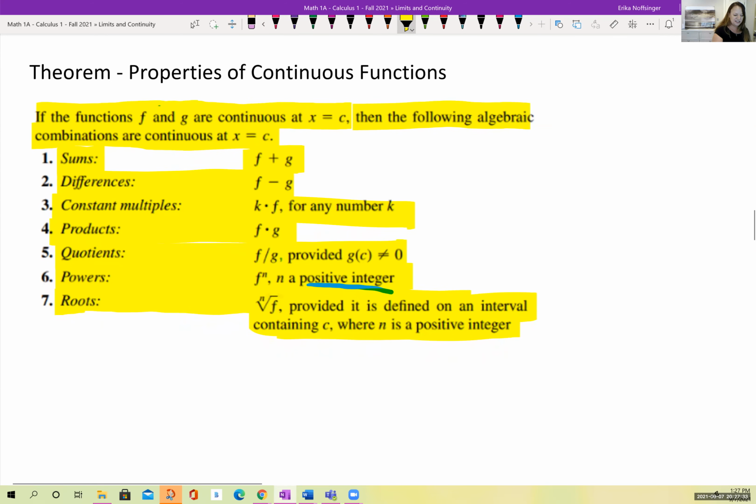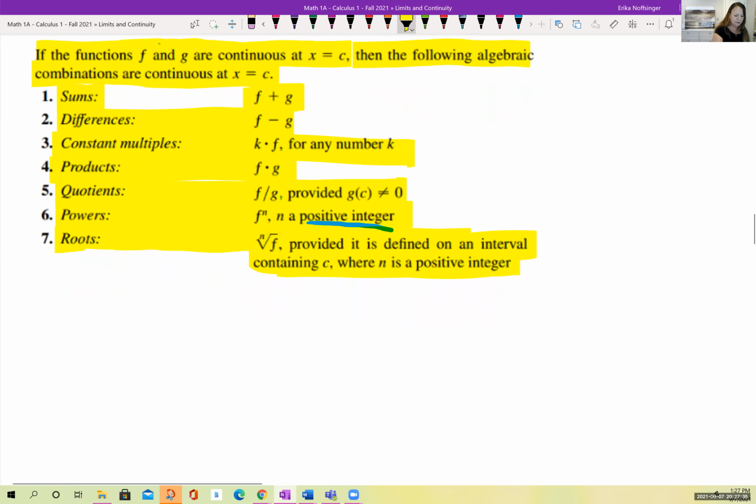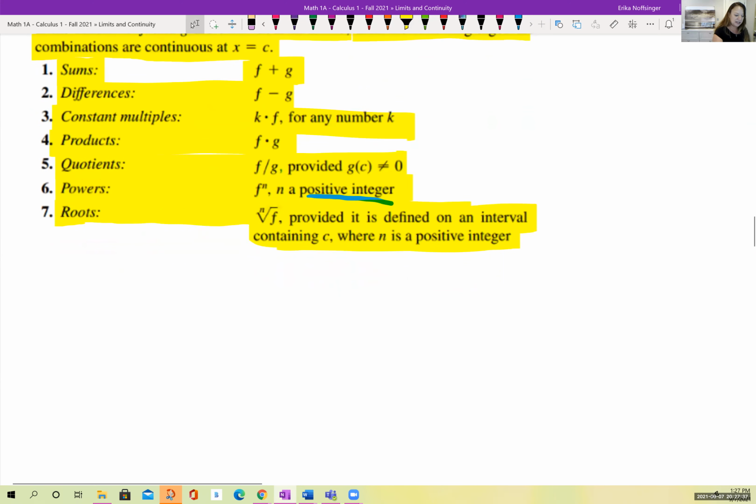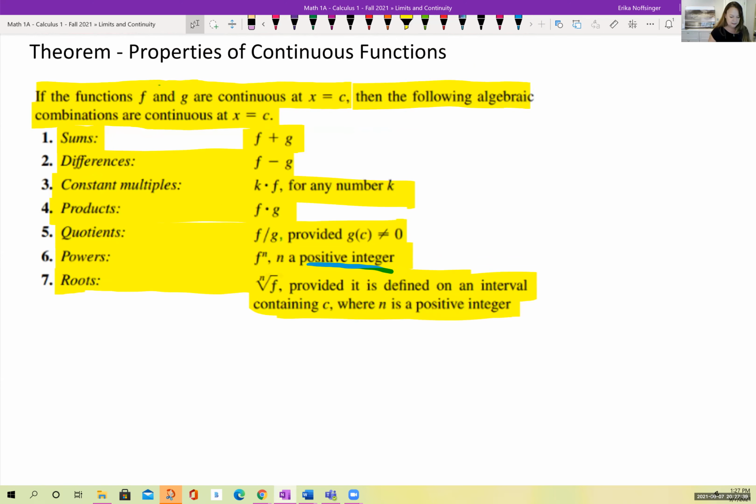Okay, so we're going to use those facts. We're not going to prove any of them, but we're going to use those facts to look at limits. Actually, to see if a function is continuous or not.